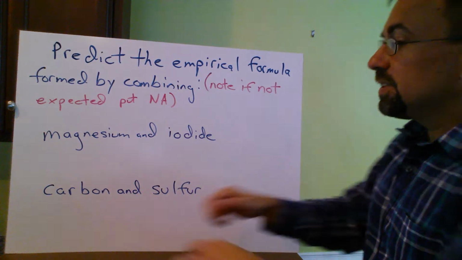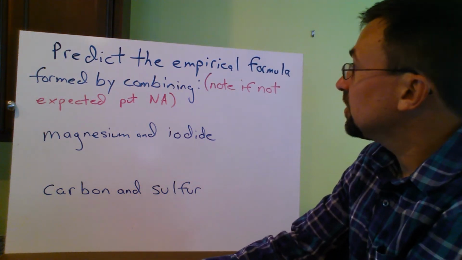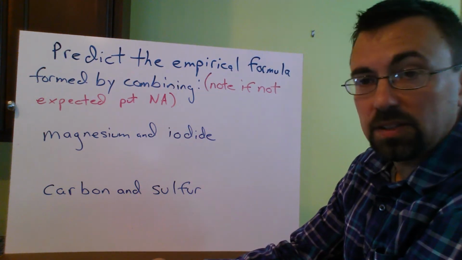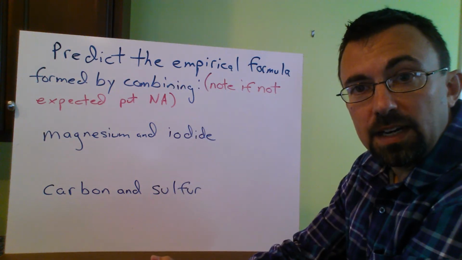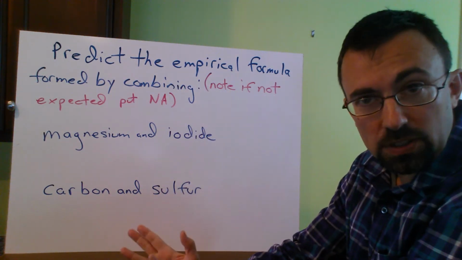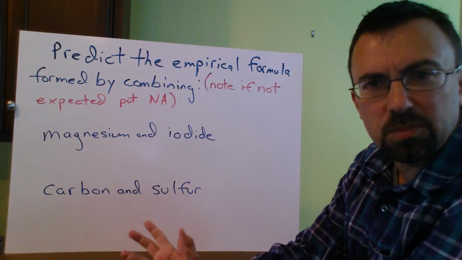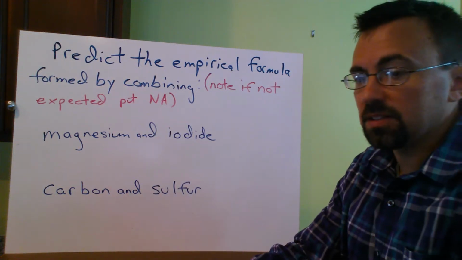All right, so let's use this information we now have. Predict the empirical formula by combining the following elements. And a quick note. If it's not an ionic compound, you should note such. I'll just put an NA here for not applicable for the question. Seems the easiest way of handling it.